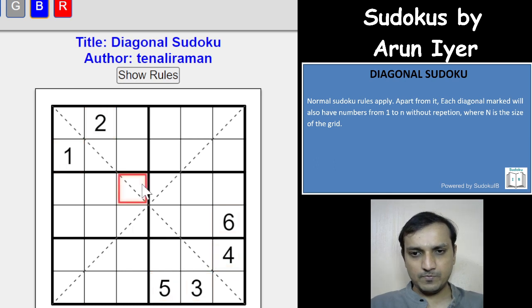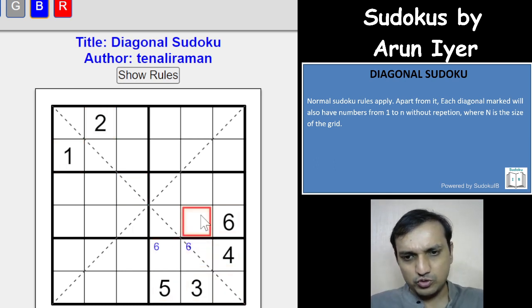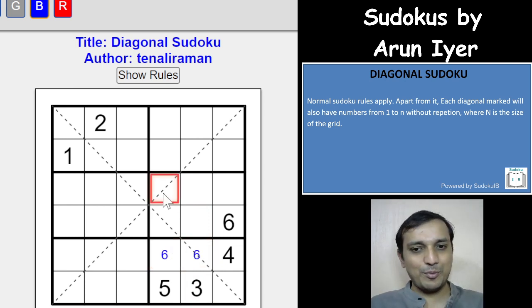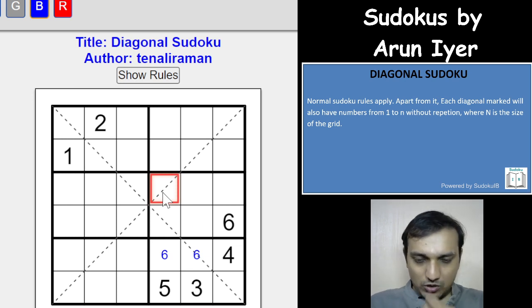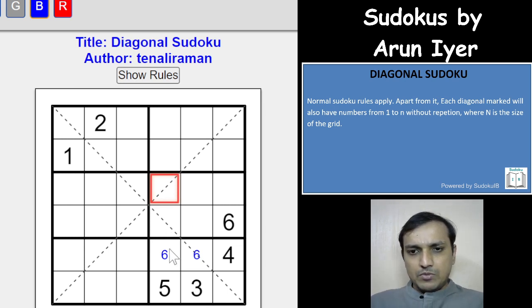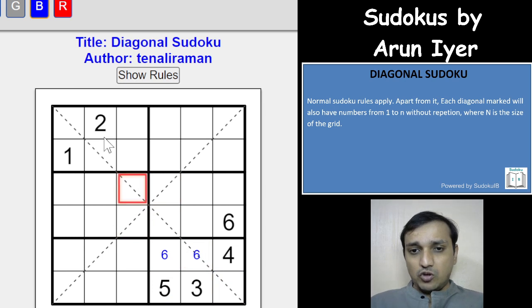So yeah, 6 would have to be in one of these two cells. I won't go with the corner pencil marks, quite confusing for me actually, sorry for that. One of the very good logics in a diagonal 6x6 Sudoku is that if you see this 5, none of these cells on the diagonal can have a 5, which means on this diagonal 5 would have to be in one of these 3 cells, right?